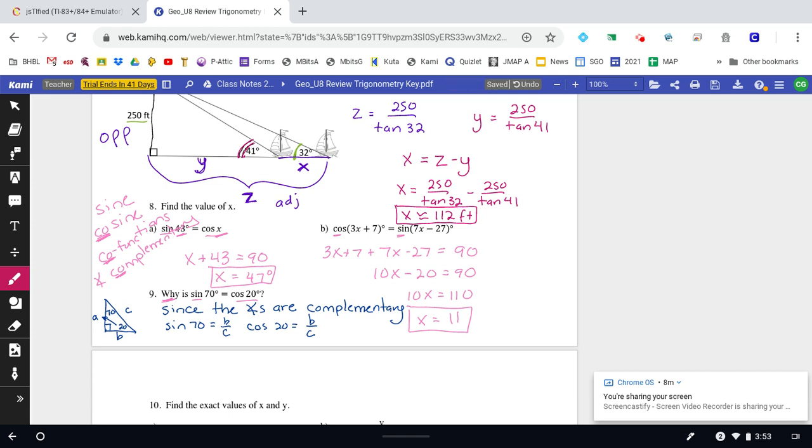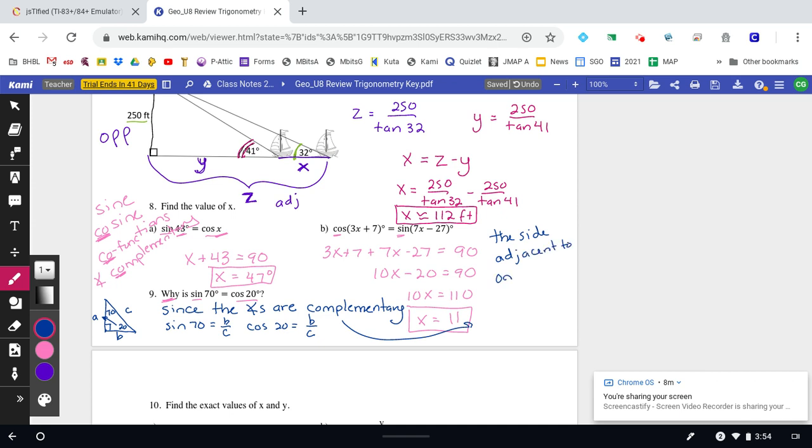So since the angles are complementary, the side adjacent to one angle is opposite the other in the right triangle.